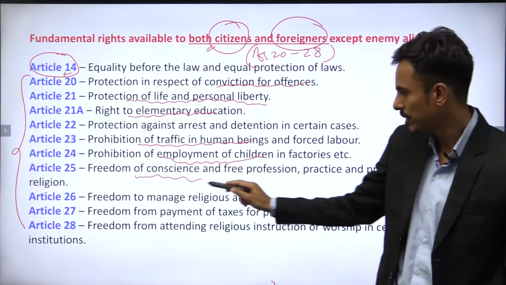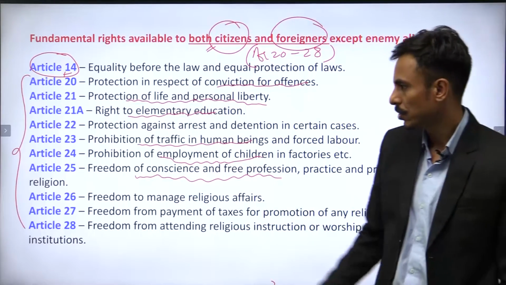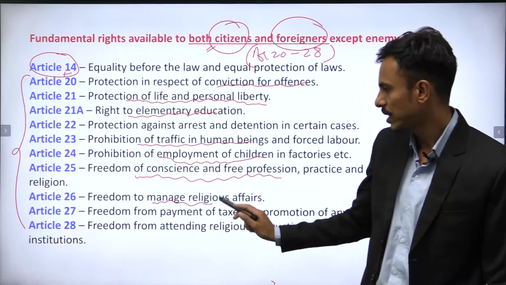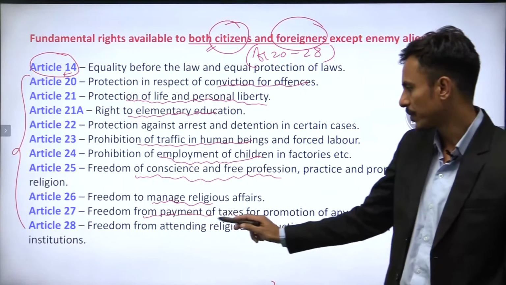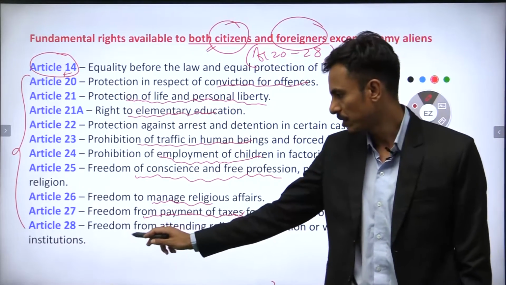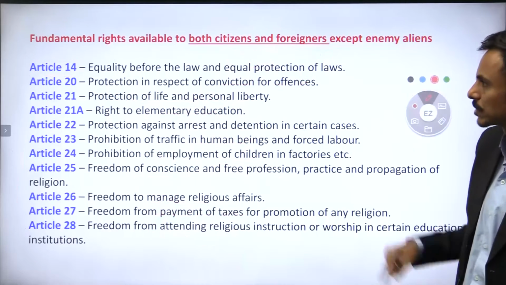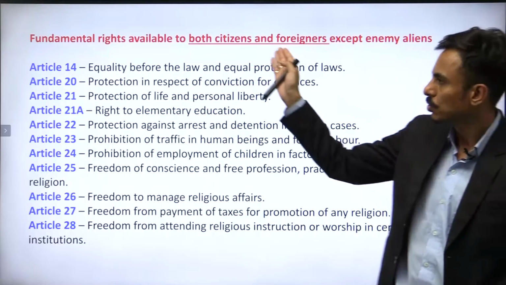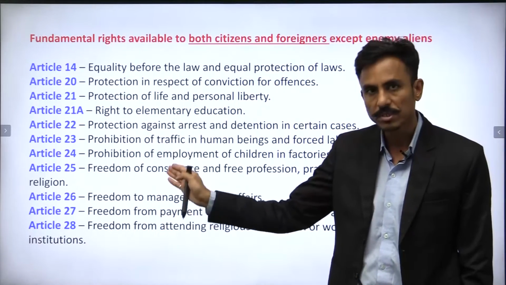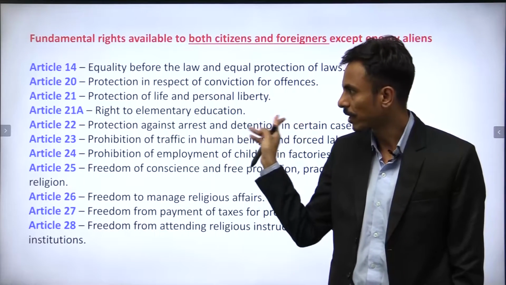25 is freedom of conscience and free profession. 26 is freedom to manage religious affairs. 27 is freedom from payment of taxes. And 28 is freedom from attending religious instructions in certain educational institutions, right? So these are the rights which are available to both the citizens as well as the foreigners.